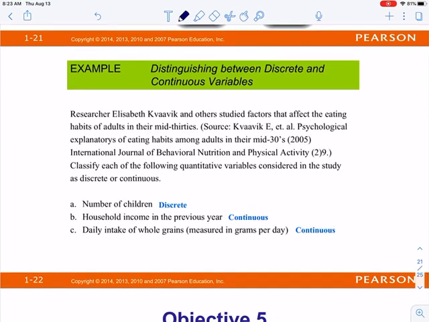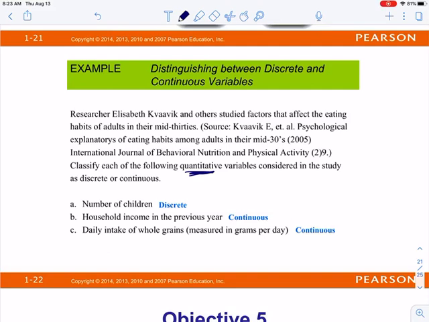So again, now we're going to look at that same research from the one above where we study the factors affecting eating habits of adults in their 30s. But now we're going to classify each of the quantitative variables as discrete or continuous. Again, when you're talking about discrete and continuous, it has to be a quantity because you're talking about numbers. So it can't be a qualitative value that you're looking at. It has to be quantitative.